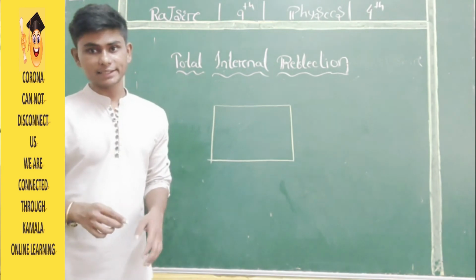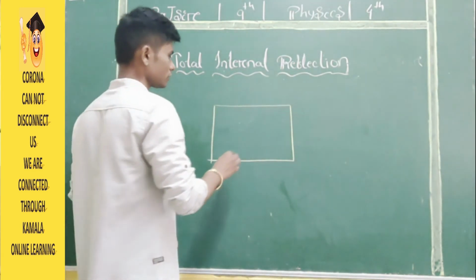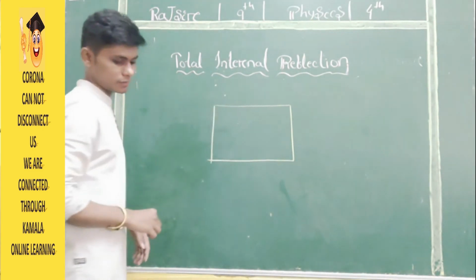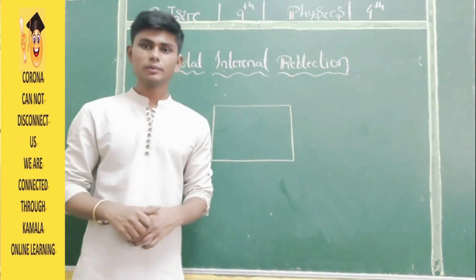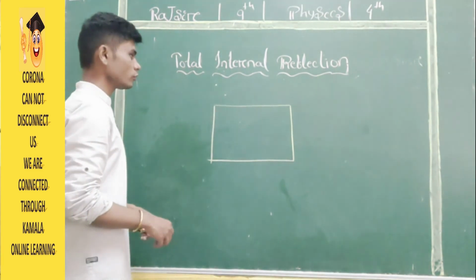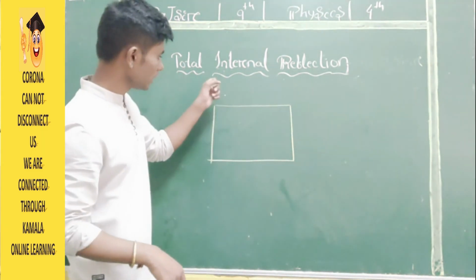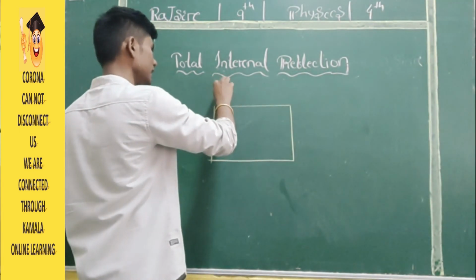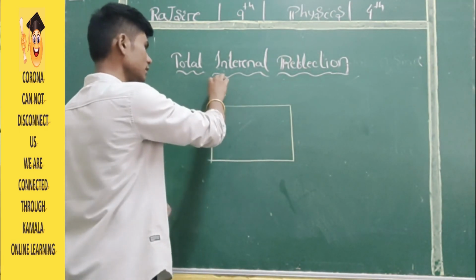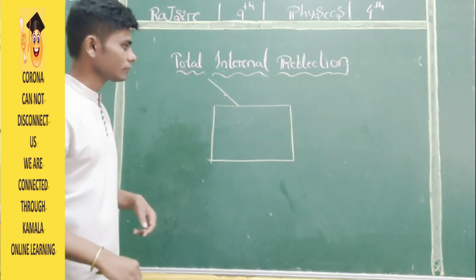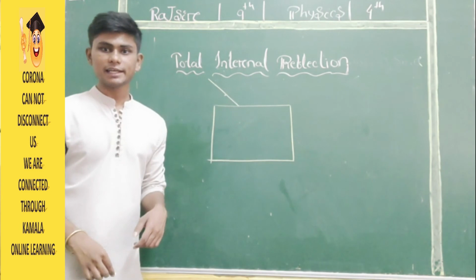Now after taking this glass slab, what will we do? We will place two pins over here. Now we need to see through it. We will draw one straight line. We will remove these pins. We will draw one straight line.